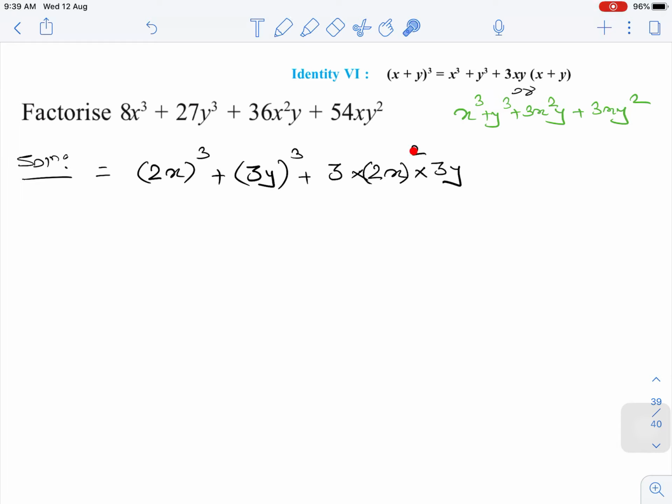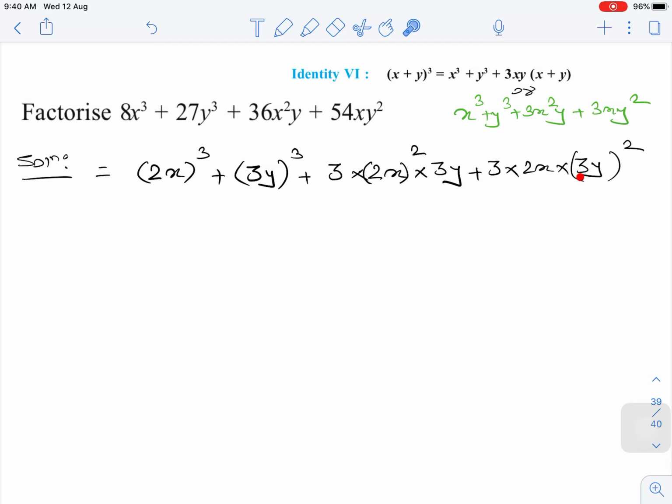Now let us check it. 2 square will be 4, 4 3s are 12, 12 3s are 36. So yes, we are getting 36x square y. Then plus, now as per our formula, it is what? 3 into first term into second term bracket square. So let us write it. 3 into our first term is 2x into our second term is 3y. So (3y) bracket square.